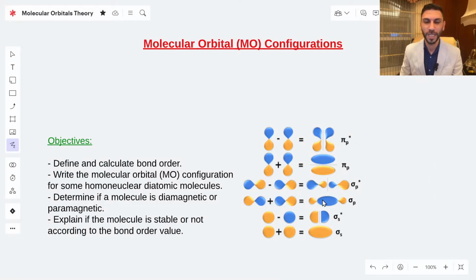This is Mr. Kusai, and today we're going to continue what we started last lesson. It's about the molecular orbitals. Today we're going to study the molecular orbital configurations.